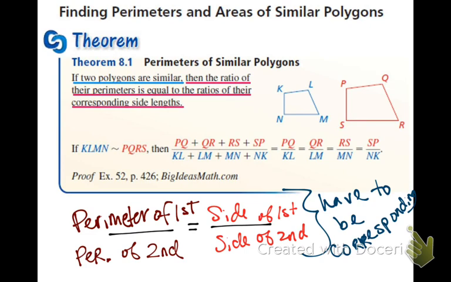Okay, so this is the general formula. Perimeter of the first over the perimeter of the second. A side of the first over a side of the second. Okay? And they have to be corresponding. So what that means, what side of the second shape does KN correspond with? PS. So KN over PS is acceptable. Things like that. Okay? So they have to be corresponding.